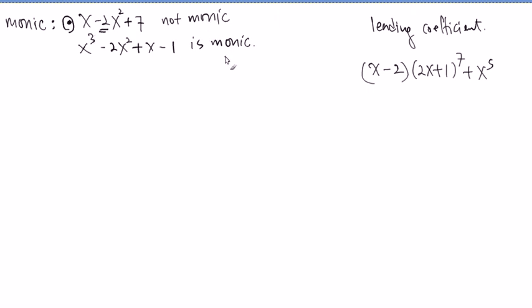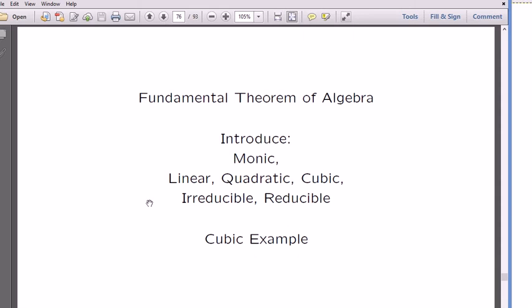How about this one? What is the leading coefficient? It's 1, so we call it monic. So those polynomials are called monic polynomials. Okay? Makes sense? All right. How about linear polynomial?